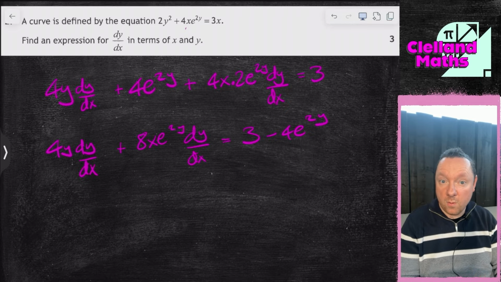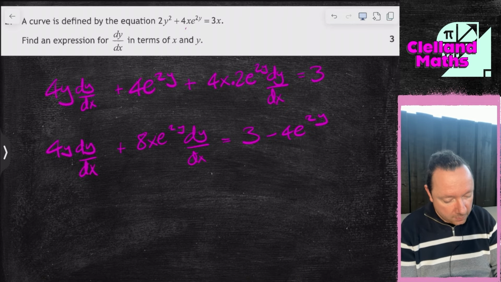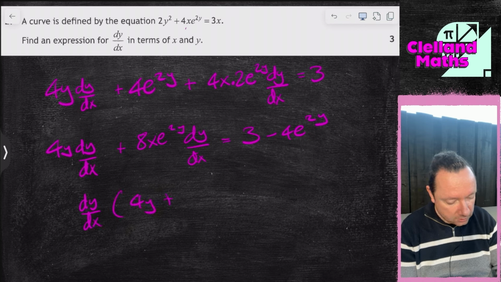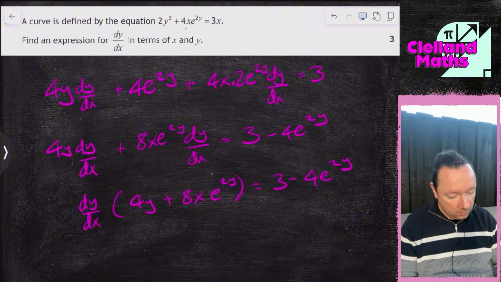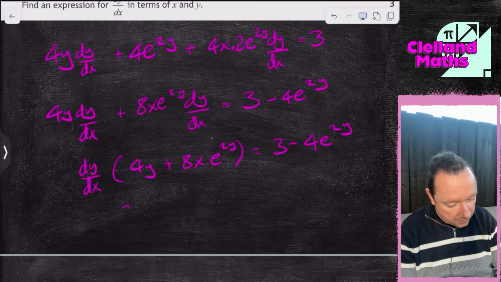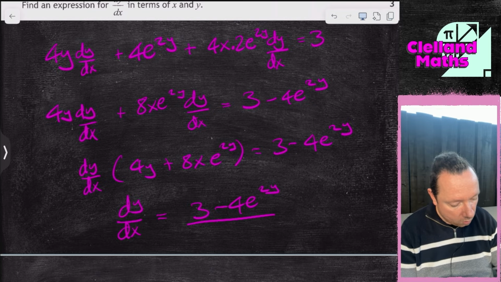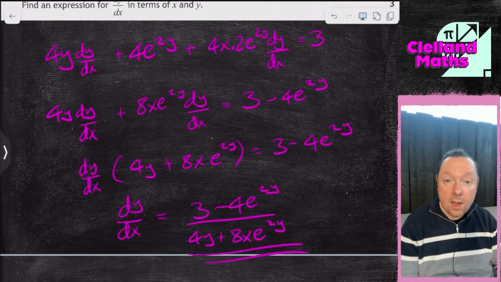The dy by dx is a common factor here. Now you can write the common factor part if you want, just to be very clear. You get 4y plus 8x e to the 2y equals 3 minus 4 e to the 2y. And then you can just divide by what you've got, which is dy by dx then is simply 3 minus 4 e to the 2y all over 4y plus 8x e to the 2y. And we're done there.